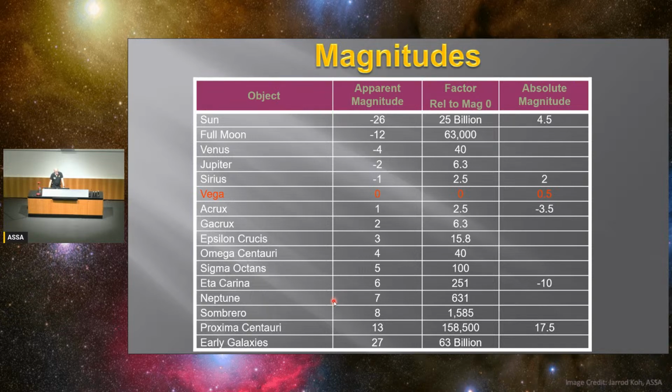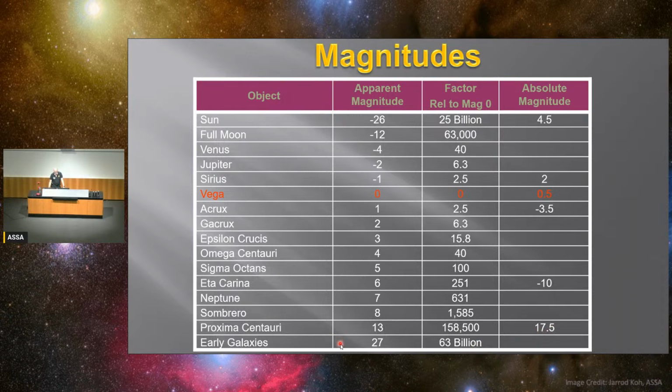Then Neptune, we're looking at objects that are actually beyond what the naked eye can see at night. So it's magnitude 7. The Sombrero Galaxy, 8. Now Proxima Centauri is actually the closest star to the sun, but its apparent magnitude is 13. It's an extremely faint star, and even though it's the closest star to Earth, even binoculars can't pick it up. And if you put it at 10 parsecs, it would drop down to 17.5.